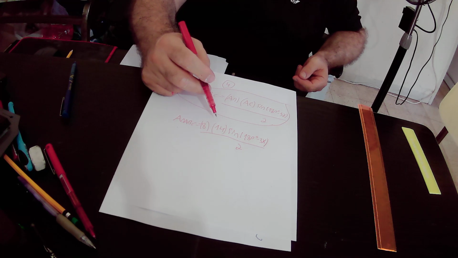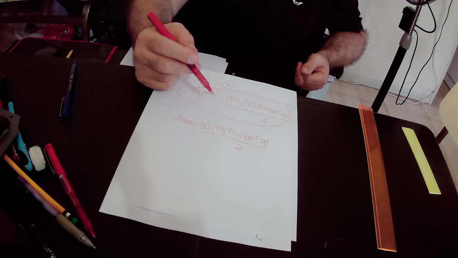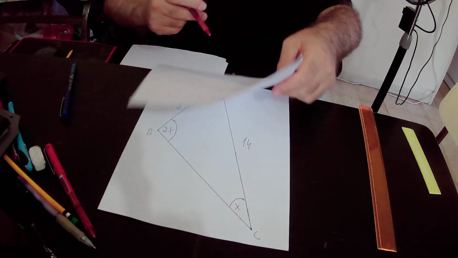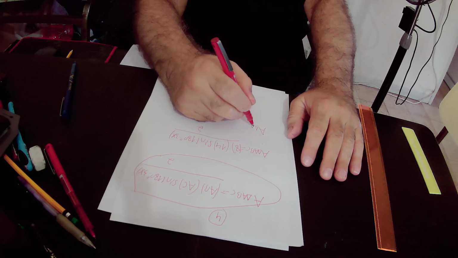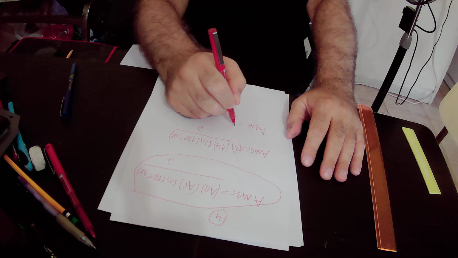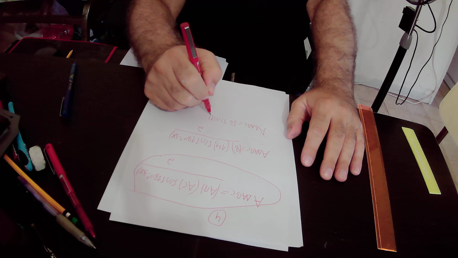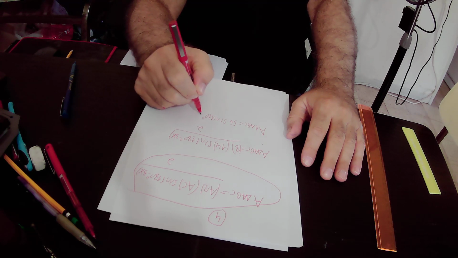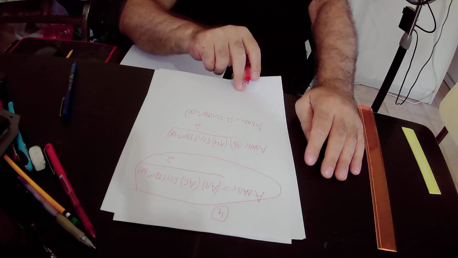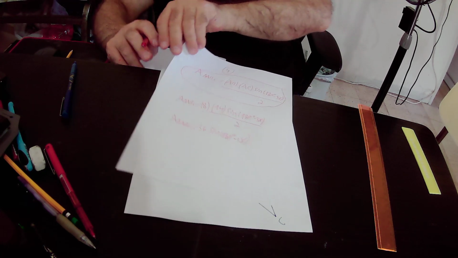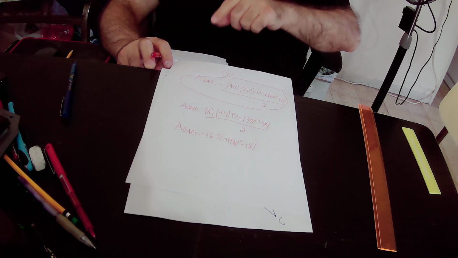Here 14 over 2 is 7, and 7 times 8 is 56, so I will write it down. The area of triangle ABC will be equal to 56 times sine of 180 degrees minus 3x. Okay, the area of triangle ABC equals 56 times sine of 180 degrees minus 3x.